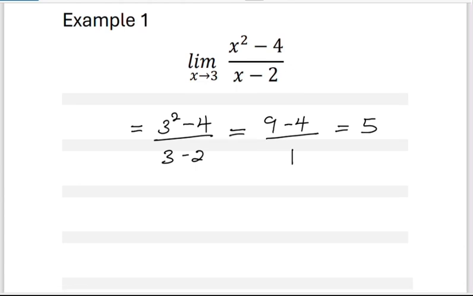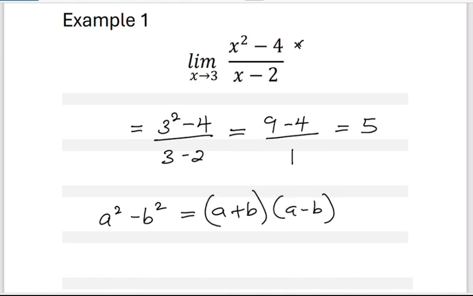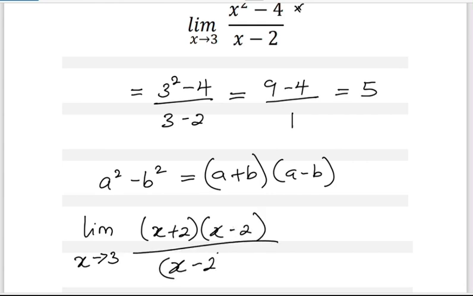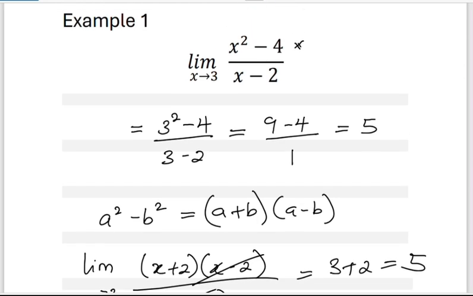Okay, and the way you can do this is to apply this rule: a squared minus b squared is simply a plus b, a minus b. So if you apply that here, this is going to turn to the limit as x tends to 3 of x plus 2, x minus 2, all over x minus 2, which results in x plus 2 as x tends to 3, which is simply 3 plus 2, which gives us the same thing as 5. So this is just an easy way of doing this. So let's do example 2.